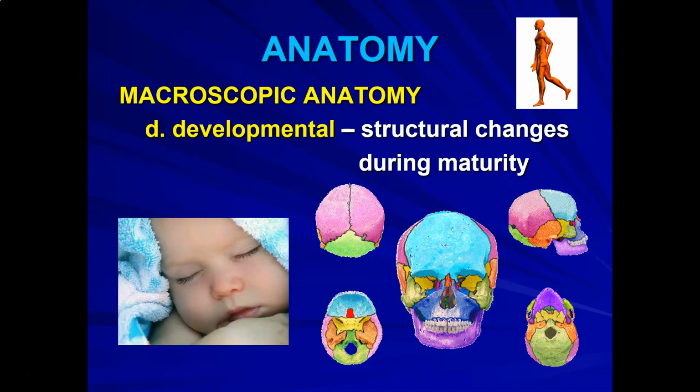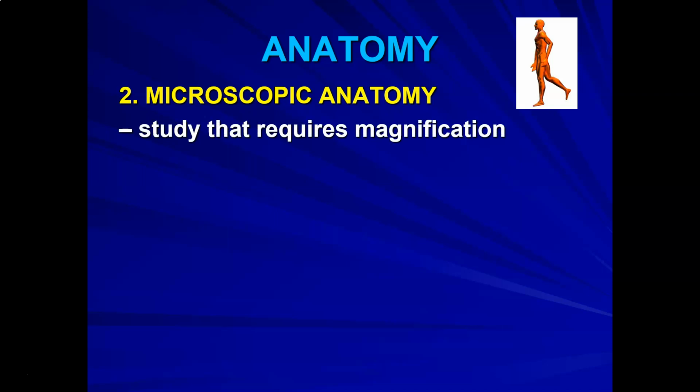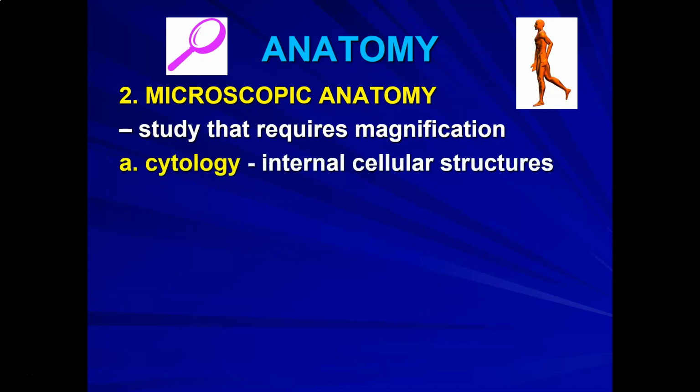We're naming something, we're putting a label on it, that's anatomy. We can have macroscopic and microscopic. Microscopic anatomy is something that's going to require magnification because the structure is small. Classically, we think about a microscope or magnifying glass assisting us in making something larger. And two categories under microscopic anatomy are the discipline of cytology. Cytology, cyto, C-Y-T-O, means cell.